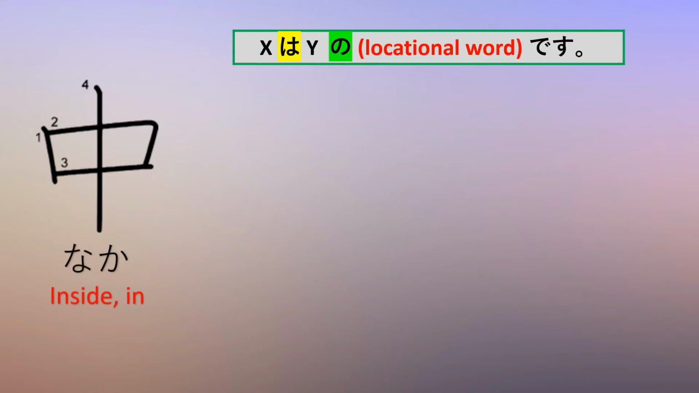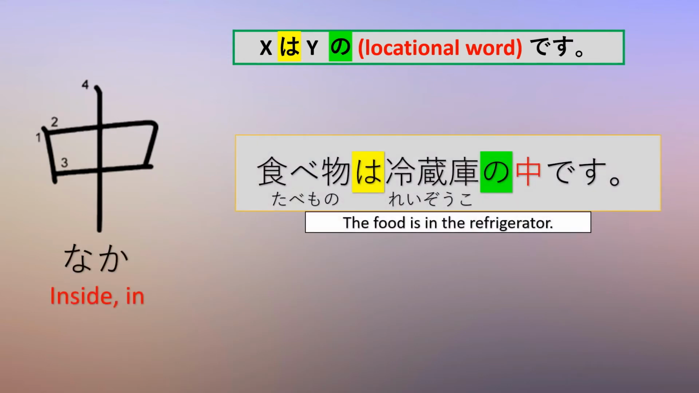Next is naka. Naka, inside or in. For example, tabemono wa reizouko no naka desu. The food is in the refrigerator, or inside the refrigerator. No naka.